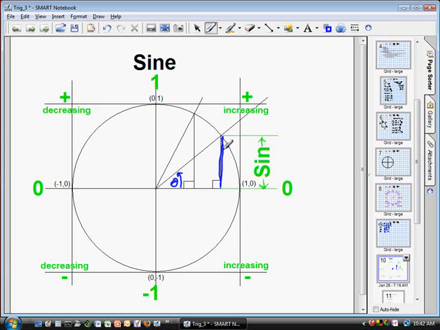Second quadrant, positive because it's above, but decreasing because as I do this, it's getting shorter and shorter. Third quadrant, it's below, so it's negative, and it's getting negatively larger, which means it's decreasing. Fourth quadrant, it's going from -1 back to 0. It's negative, but it's increasing because it's getting negatively shorter. Behavior chart. Let me find that animation, if I can.